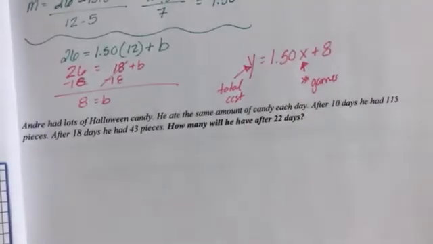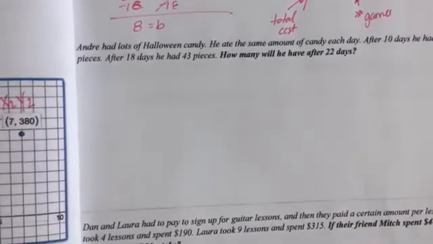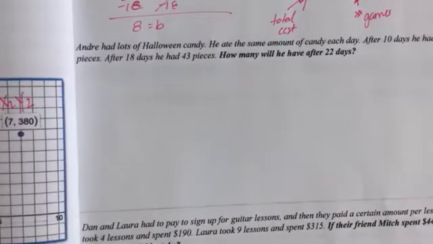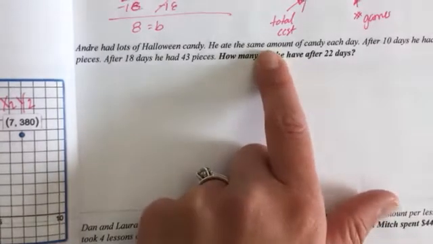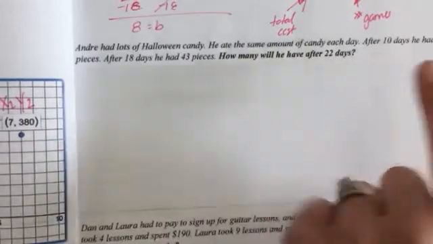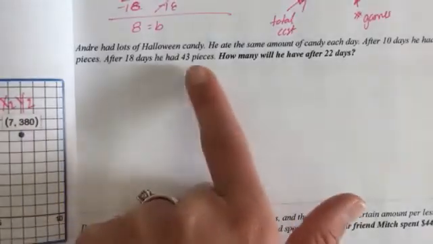Okay, let's do at least one more. These are good practice. As Andre has lots of Halloween candy, he ate the same amount of each candy each day, so that tells you it's consistent. After 10 days, he had 115 pieces. After 18 days, he had 43 pieces.